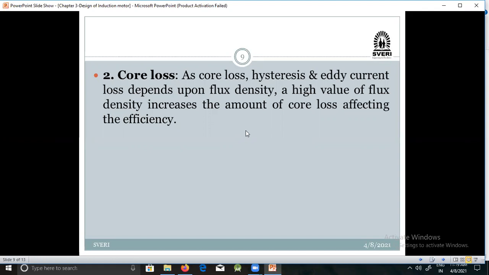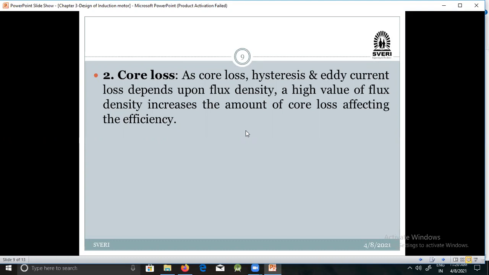So how can I increase the efficiency? I can increase the efficiency by making the losses low. If I have to minimize the loss, I have to choose a low value of flux density. Why? Because the hysteresis and eddy current losses, the core losses, directly depend upon the value of the flux density. Everybody got it? That's why we choose a low value of flux density whenever we are concerned with the design of the induction motor. There is a reason behind choosing the lesser value of flux density.